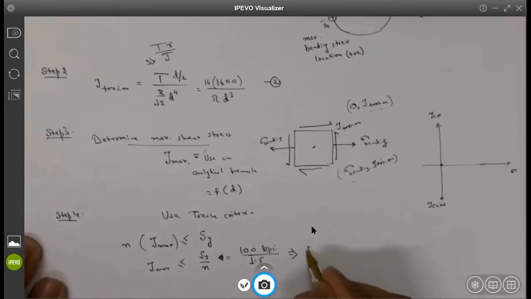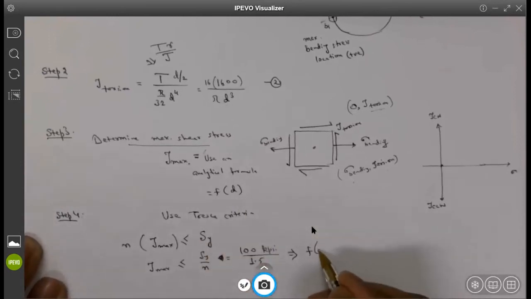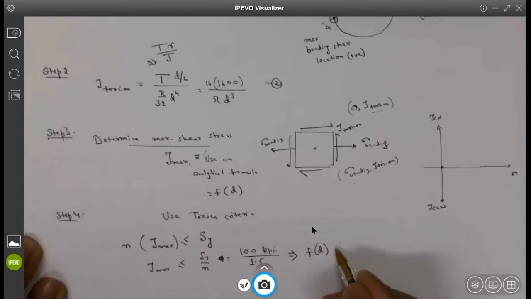So it basically means that the function of diameter, whatever you get, should be less than or equal to 100 by 1.5, and you can solve for the unknown diameter of the shaft.